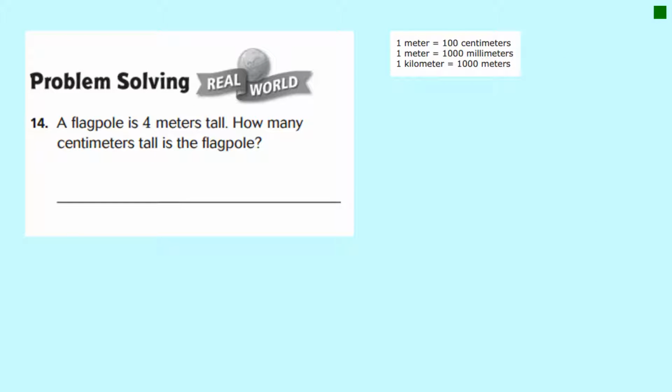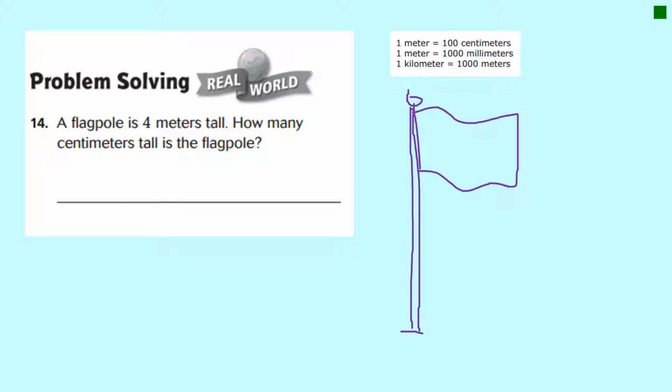All right, so here we go. This is number 14 down at the bottom, problem solving. A flagpole is 4 meters tall. How many centimeters tall is the flagpole? All right, so we have a flagpole, right? With a flag flying on it. Okay, your flagpole is 4 meters tall. How many centimeters tall is the flagpole?